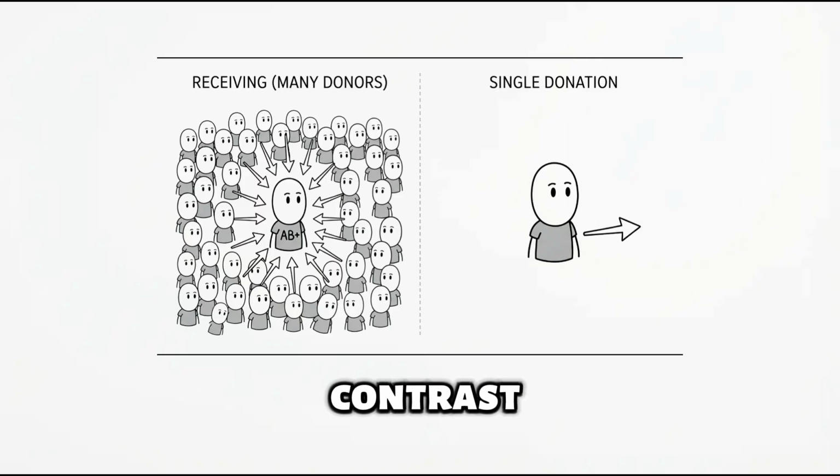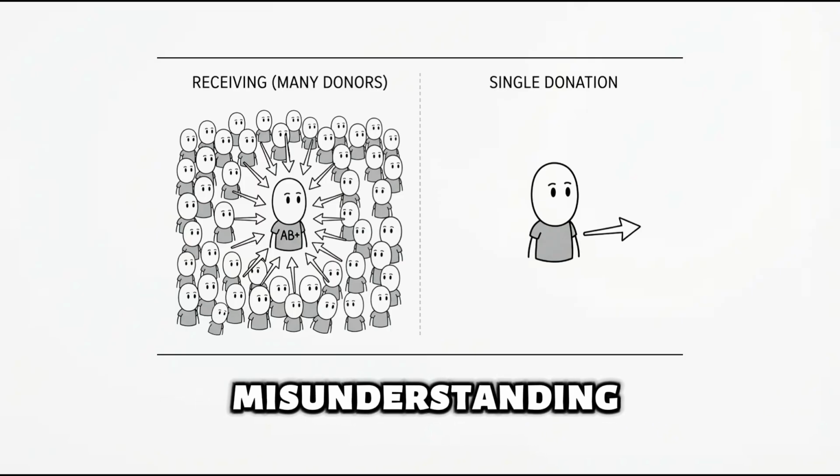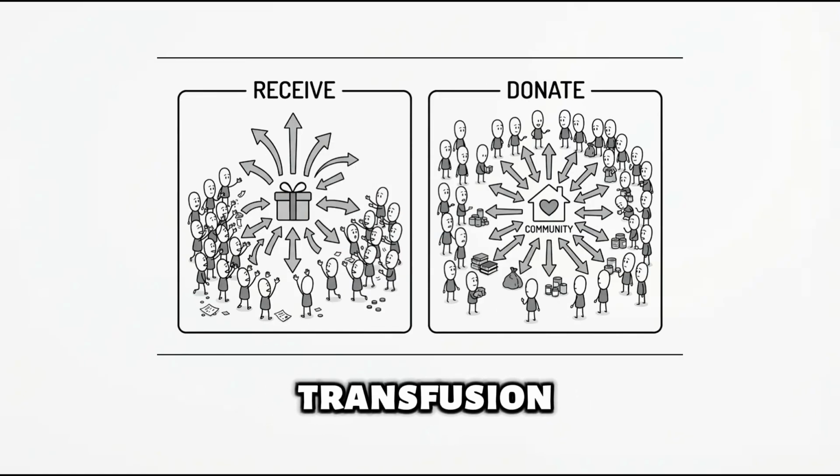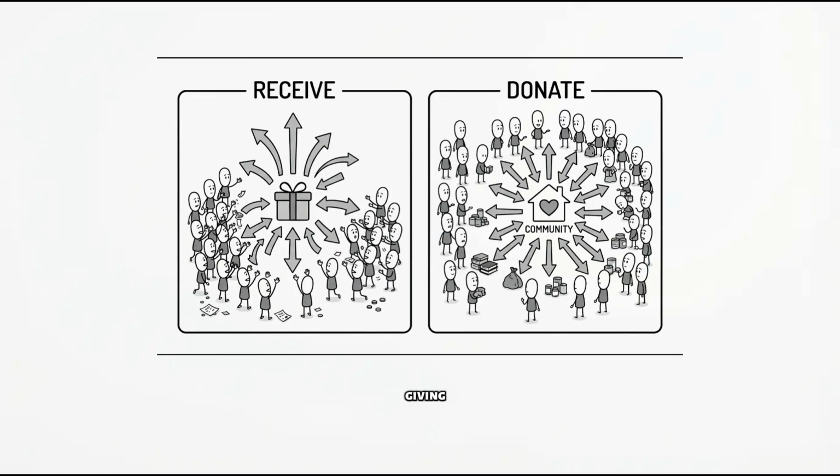This contrast creates an easy misunderstanding. Being able to receive from many groups does not mean that AB plus blood can be given to everyone. In transfusion medicine, the direction of giving and the direction of receiving are not perfect mirror images.